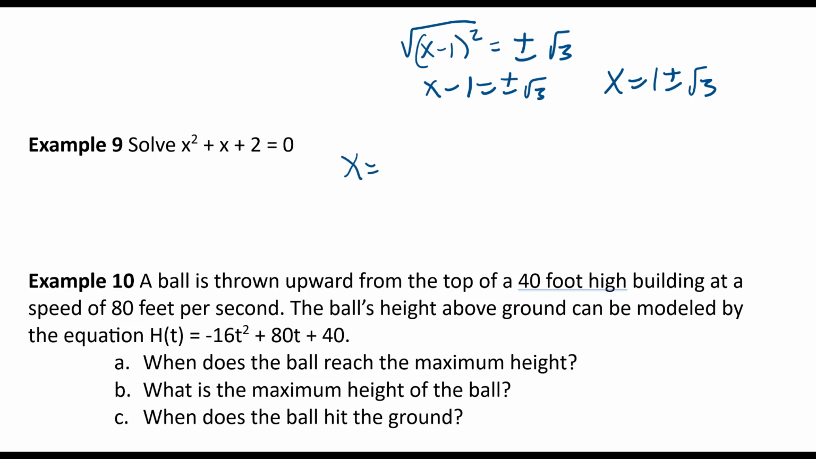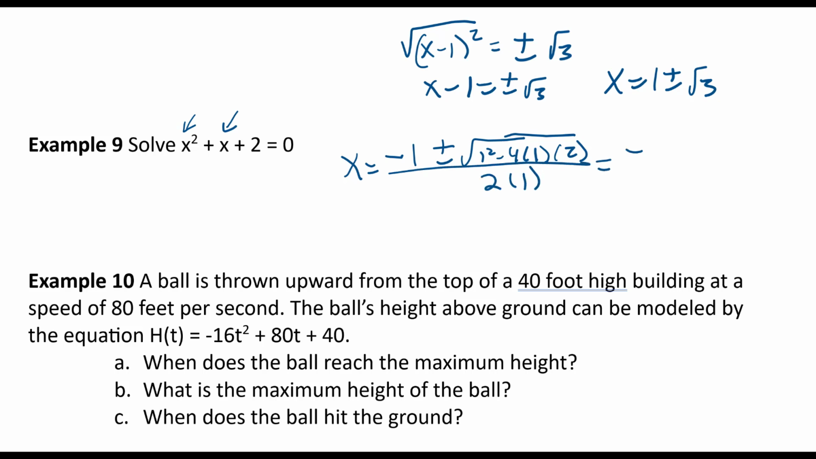So x equals negative 1, that's the coefficient of the x there, plus or minus the square root of 1 squared minus 4 times 1, that would be our leading coefficient, times c, which is 2, all over 2 times 1. So we have negative 1 plus or minus the square root of 1 minus 8, which is negative 7, all over 2. So x would be negative 1 plus or minus i times the square root of 7, all over 2.